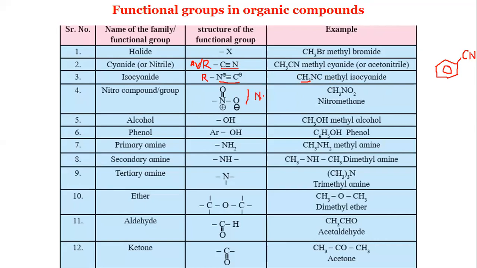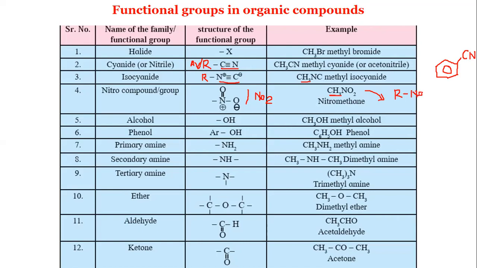Remember, for your understanding purpose, they have shown it like this: NO2, N double bond O and single bond O plus minus. This is nitromethane. What will be the second example? Nitroethane. Then nitropropane, nitropentane, nitrohexane. This is the RNO2 group. RNO2 means the NO2 group is attached to the alkyl group.